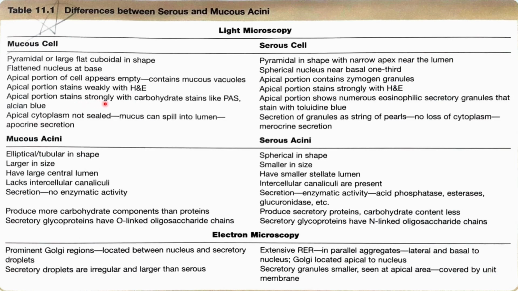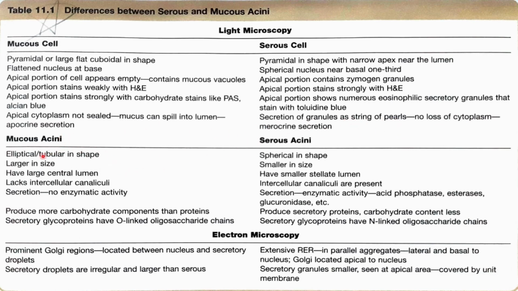In mucous, the apical portion stains strongly with carbohydrate stains like PAS and Alcian blue, but serous shows numerous eosinophilic secretory granules that stain with toluidine blue. In mucous, apical cytoplasm is not sealed, mucus can spill into the lumen, apocrine secretion. Here in serous, merocrine secretion, no loss of cytoplasm. Granules appear as a string of pearls.